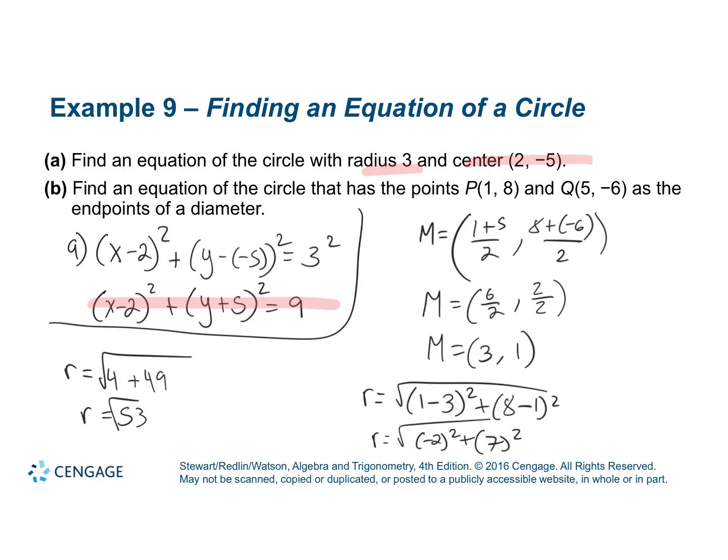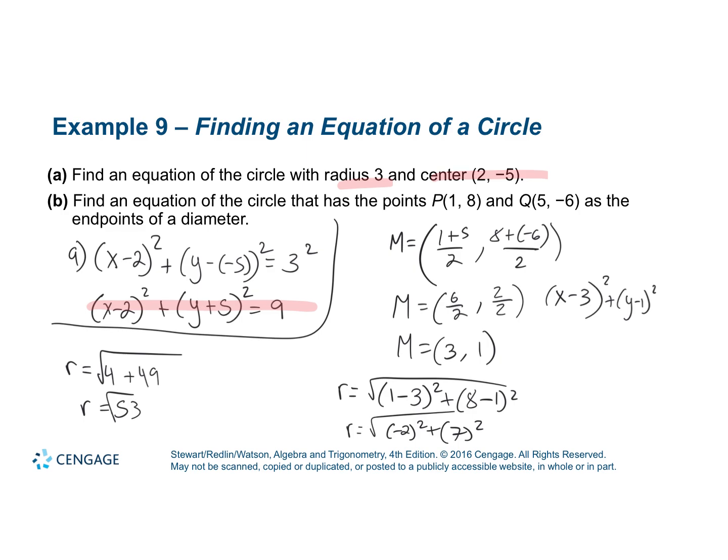So for our equation, I can just go ahead and plug in x minus 3 squared plus y minus 1 squared equals root 53 squared. So I get x minus 3 squared plus y minus 1 squared equals 53. This being your final answer.